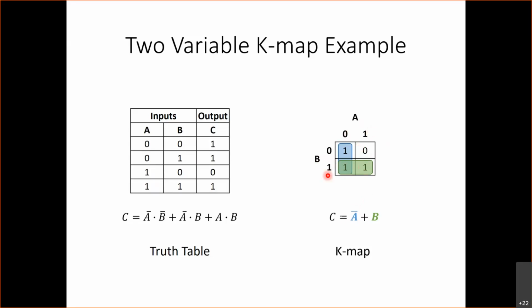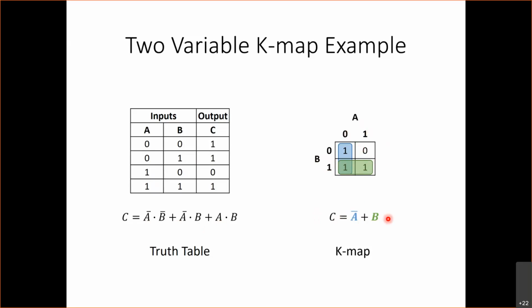So here the simplification that we got from using the Karnaugh map is C is equal to not A or B. And as you can tell, this is a much simpler equation from the equation on the left, and it requires much less hardware to implement.